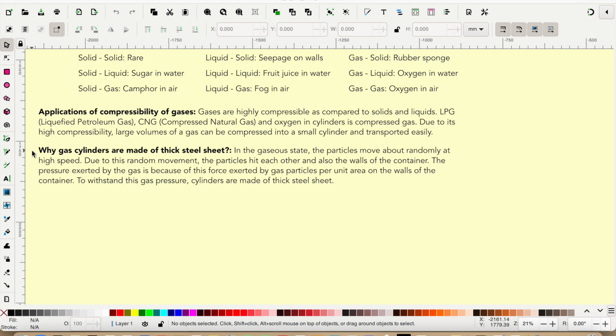One question arises: why are gas cylinders made of thick steel sheet? As we know, gas particles have the most kinetic energy. They move freely. Inside the gas cylinder, they collide with each other and also with the walls of the cylinder. This creates pressure on the walls. To withstand this pressure, the cylinder has to be very strong. That is why it is made of thick steel sheet.